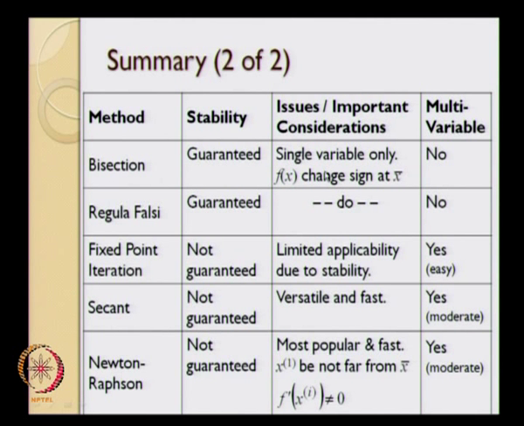Now the important issues with respect to all of these methods: bisection and reguli falsi are essentially single variable methods, and we have to ensure that f of x changes sign at x bar. So for example, for an equation of the sort f of x equal to x square, you cannot use bisection method because we will not be able to find xl and xr which satisfy f of xl multiplied by f of xr less than 0. That is because if f of x is equal to x square, f of x is always going to be positive no matter what value of x we use.